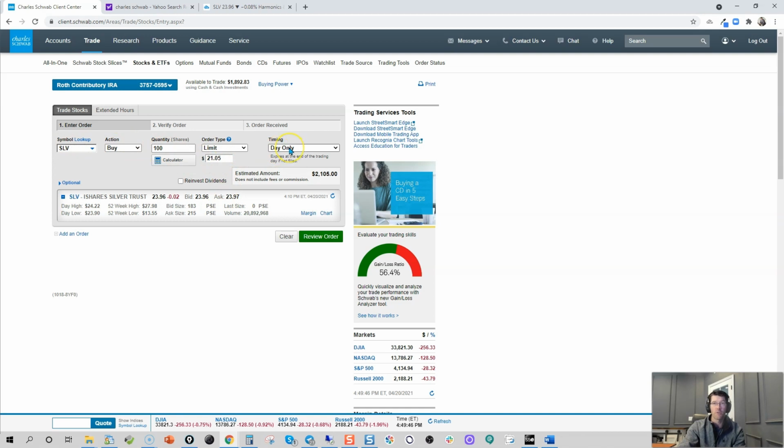Right, and so if I did it for today, it's already post-market. That's not going to work. I would go good till canceled, and this is going to be good for 60 calendar days. Now, this would cost me $21.05.